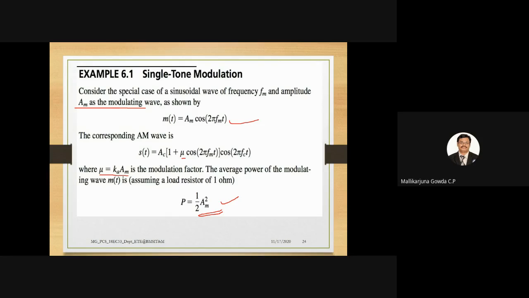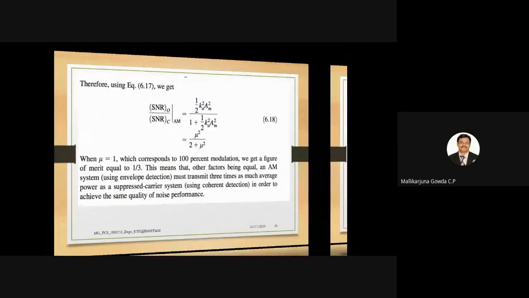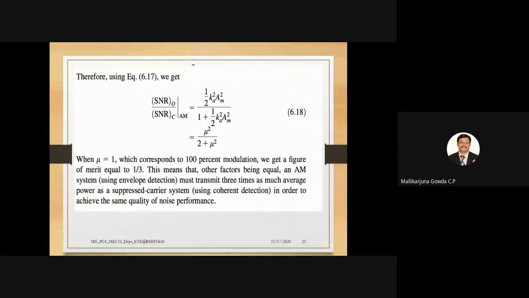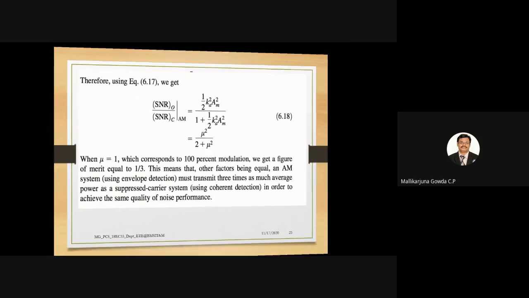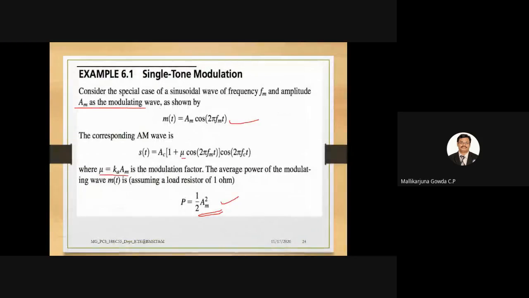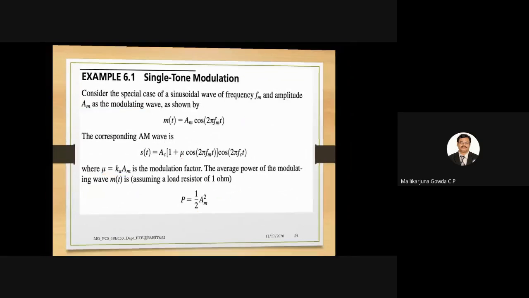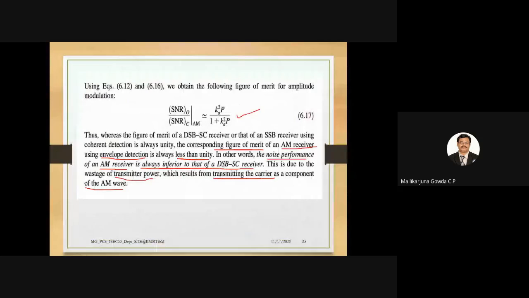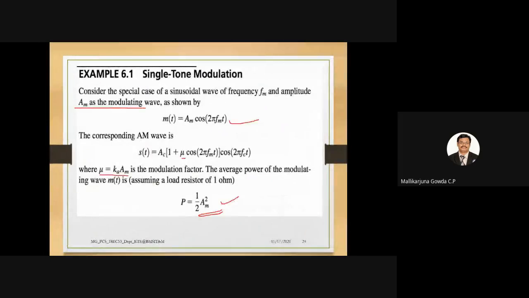Once I find the average power of the message signal, I can substitute the expression for P in the previous expression. See, this is the expression for figure of merit: K squared A into P divided by 1 plus K squared A P. I am going to find the value of P, the average power of the message signal, by considering the message as a sinusoidal signal. This is the example.